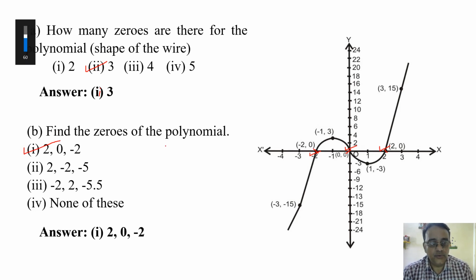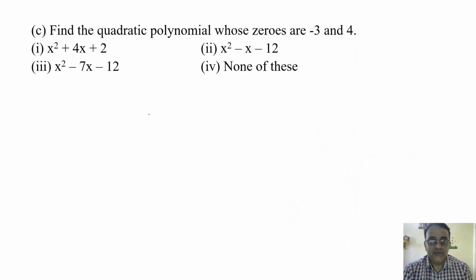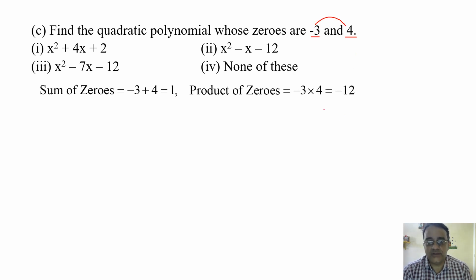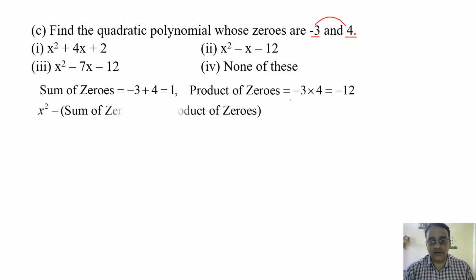Now we are moving toward the next question. Question number C. Find the quadratic polynomial whose zeros are -3 and 4. So first we will find the sum of the zeros, that is -3 plus 4, and that is equals to 1, right? And the product of zeros, -3 into 4, -12, right? And now we will write the formula x square minus sum of zeros in x plus product of zeros. So you can use this formula also, there is no issue.